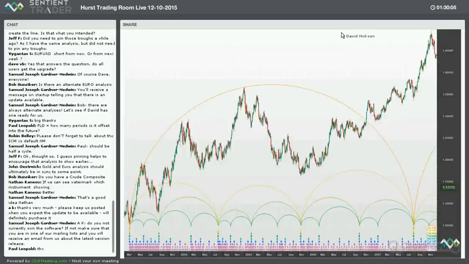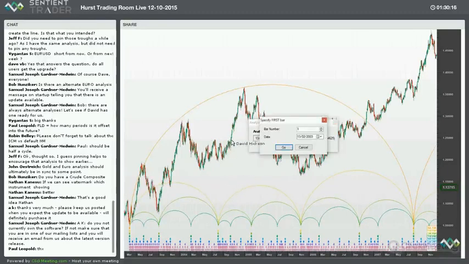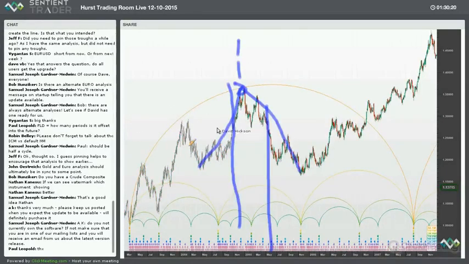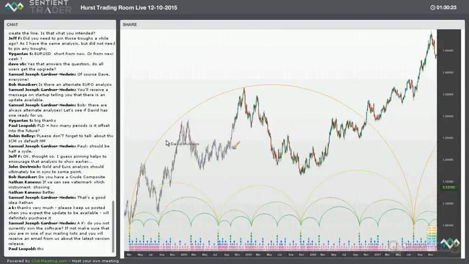I can see that is bar 639. I go to analysis period, click the start there. What did I say? 639. That's 2004, and say OK. You can see Sentient Trader has grayed out all of those bars before this point. Those bars are all gray, and all the bars after that point are in full color, which means that Sentient Trader is only analyzing data after that particular point.